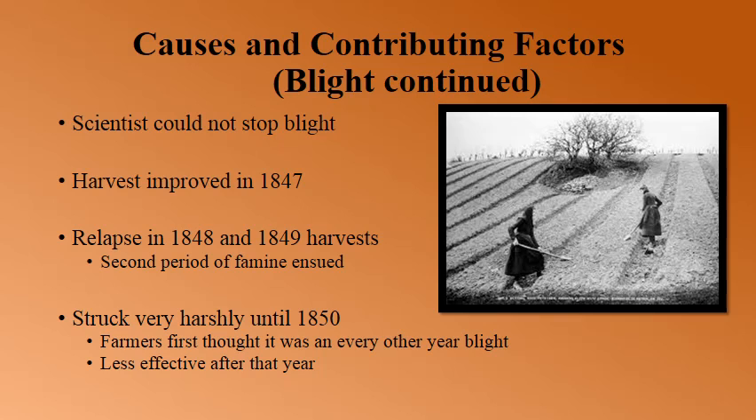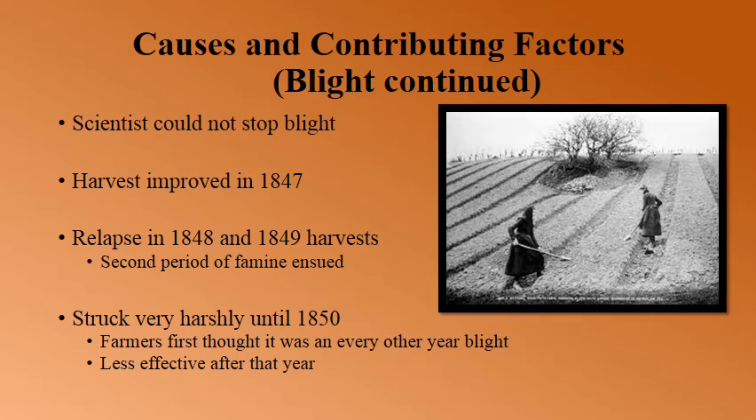They really had no idea what it was, where it came from, or anything that could fix it. But the harvest did improve in 1847, so people believed that the famine was over, that the blight was gone. But then that next year there was a relapse in 1848 and the 1849 harvests, and that caused the second period of the famine, which was just as bad, if not worse. And it struck very harshly until 1850. Farmers first thought it was an every other year blight, so they thought it was going to go away right away, but then it never did.